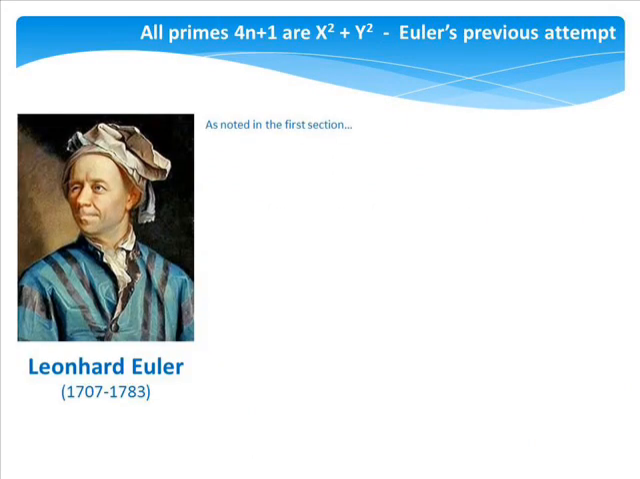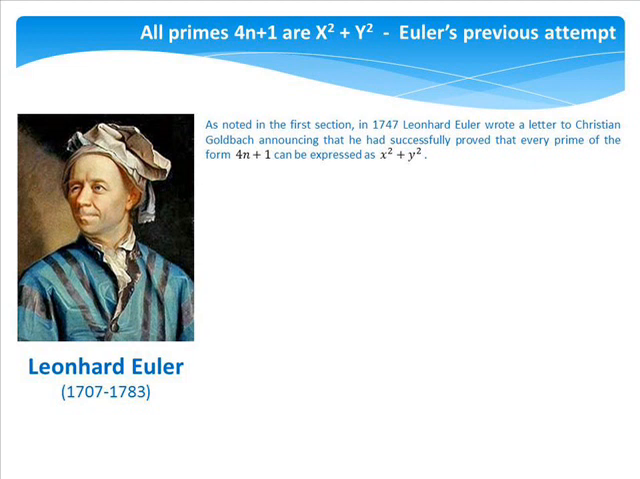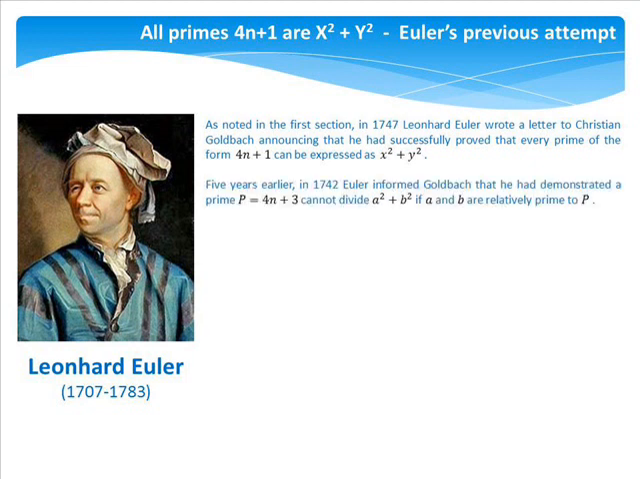As noted in the first section, in 1747, Leonhard Euler wrote a letter to Christian Goldbach announcing that he had successfully proved that every prime of the form 4n plus 1 can be expressed as x squared plus y squared. 5 years earlier, in 1742, Euler informed Goldbach that he had demonstrated that a prime of the form 4n plus 3 cannot divide a squared plus b squared if a and b are relatively prime to p.